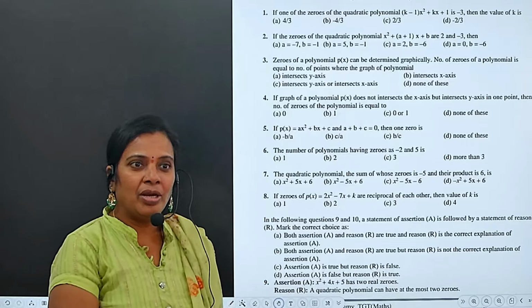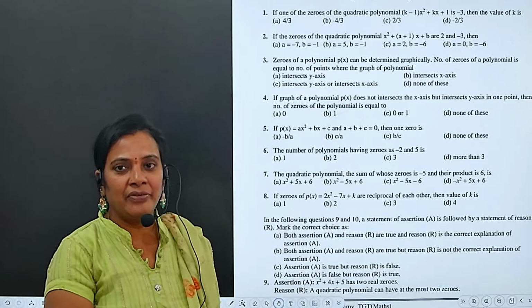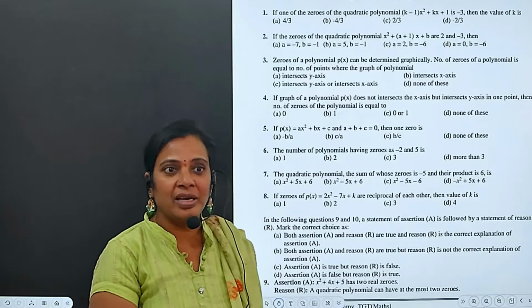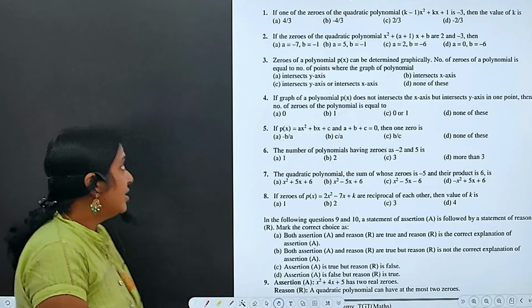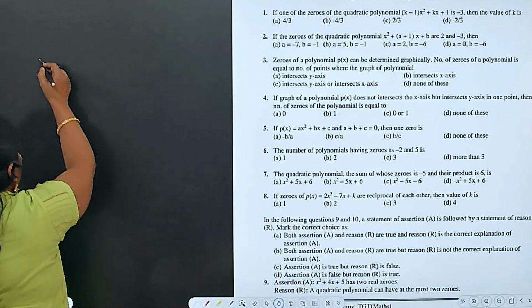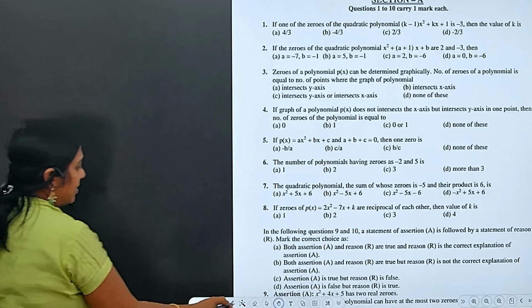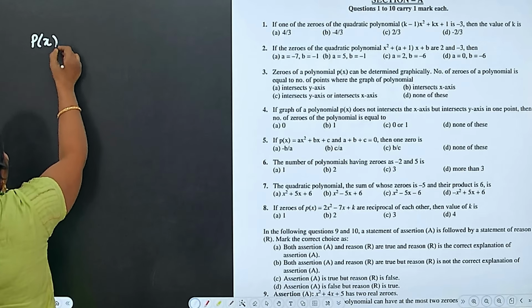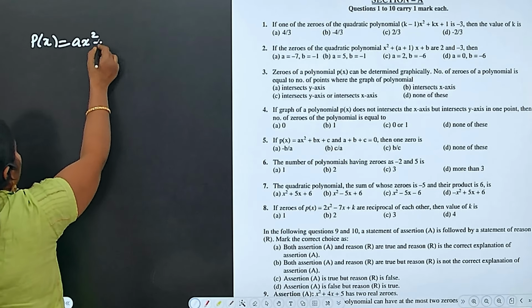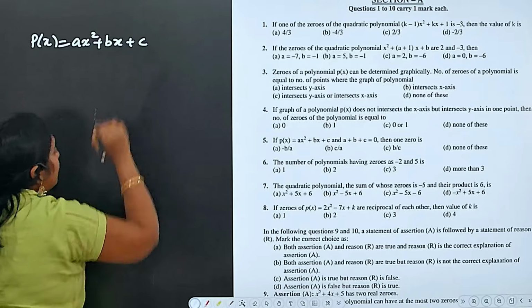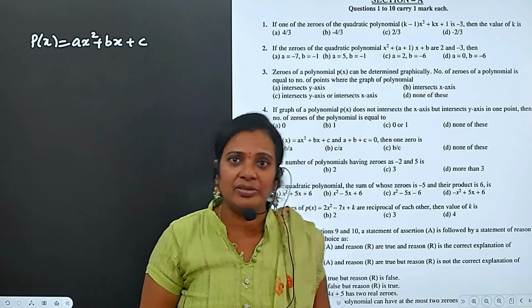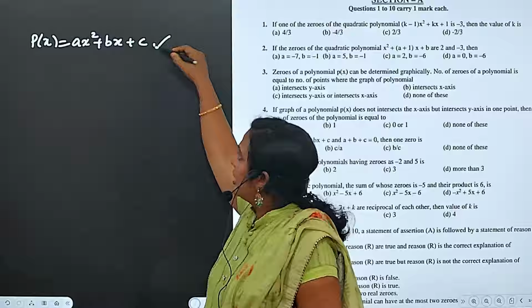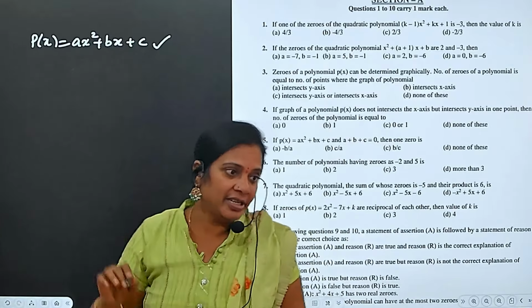ఓకేనా? పాలినామియల్ ఈజ్ ద కాంబినేషన్ ఆఫ్ ది variables and constants. It can be expressed in the algebraic expression with the algebraic operations. The general form of the polynomials, we discuss on the quadratic polynomials, that is p of x equal to ax square plus bx plus c is polynomial. If it is equal to 0, then we say that it is a quadratic equation. Polynomial means it is an algebraic expression in the second degree.